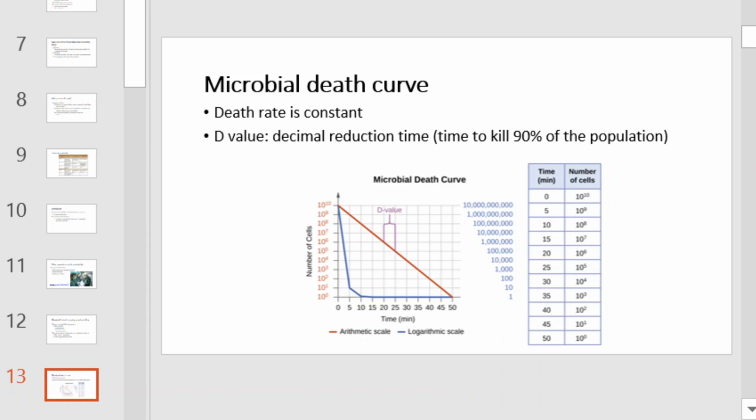This is a graph of the microbial death curve. Microbial death curve illustrates death at a constant rate in what we refer to as the D value or decimal reduction time. The decimal reduction time is the amount of time it takes to kill 90% of the population. The decimal reduction time is used to calculate exactly how long a surface might need to be exposed to a control agent in order to achieve stasis or cidal outcomes.